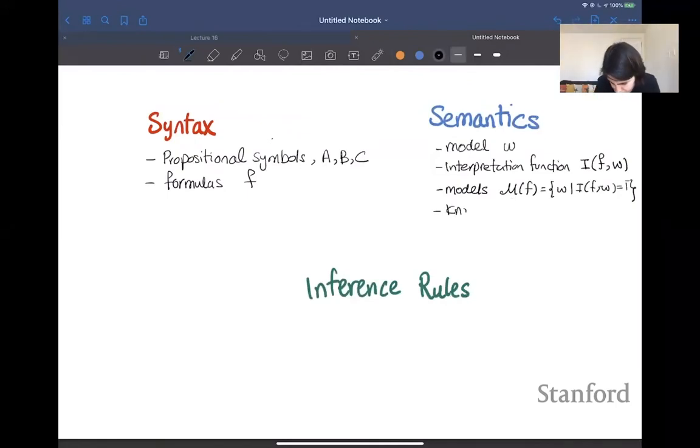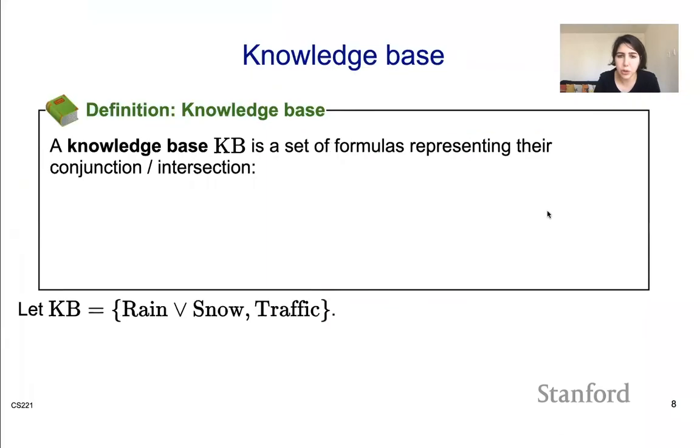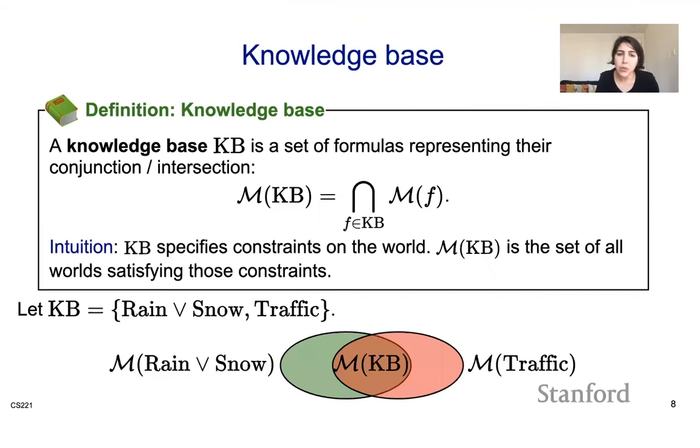So let me go back here and write out knowledge base as a thing. Knowledge base, KB. I'm going to use KB for this. And this is a set of formulas that we already know. We might already know a formula that says rain or snow, or we might already know there's traffic. So this is our knowledge base. Then someone might come and give me a new formula, and what we're interested in is how that affects our knowledge base.